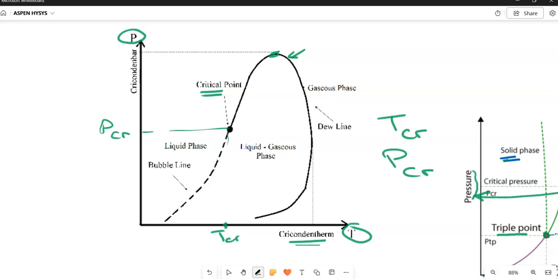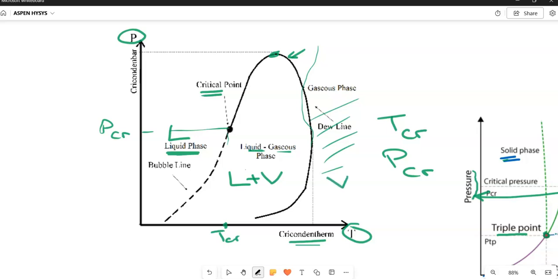What is the Cricondentherm? Apparently this is the maximum of something, like after this point we don't have anything displayed here. So the Cricondentherm is the highest temperature at which a mixture of gas and a liquid can exist. So here we have a liquid phase, here we have a liquid and a vapor, so L and V together, and here we will have a vapor or gas phase.